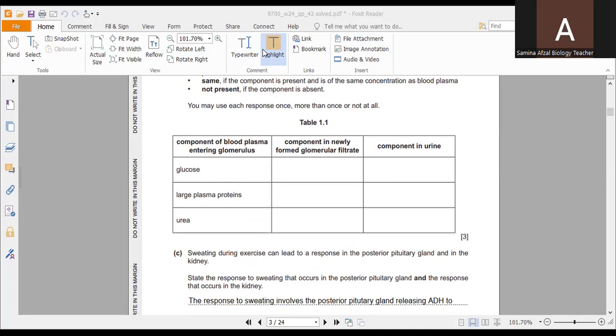So the glucose, first of all: glucose is present in the blood plasma. Glucose is present in the filtrate at the same concentration as the blood plasma. It is a very small molecule that can easily pass through the glomerulus. So glucose will be present in the newly formed filtrate in the same concentration.